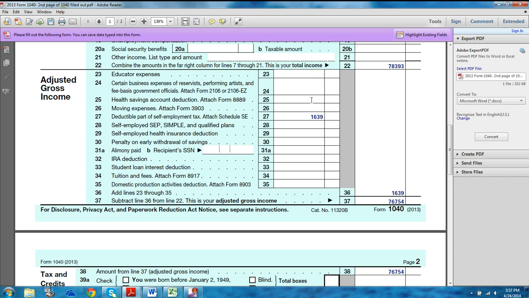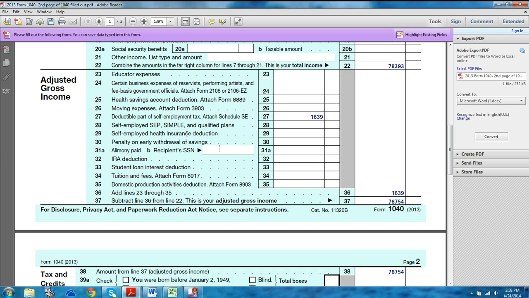Moving expenses: if you move for work, maybe more than 50 miles away, then you can deduct moving expenses. That includes U-Haul, transportation costs, your lodging, your meals, everything involved in the move, basically. We already kind of ran over this deductible part of self-employment tax.